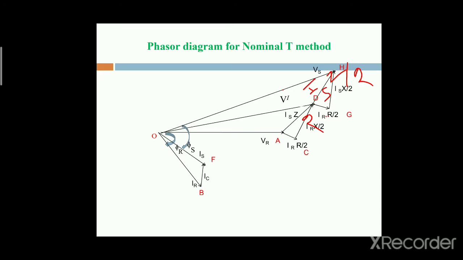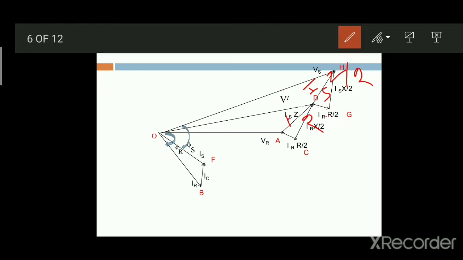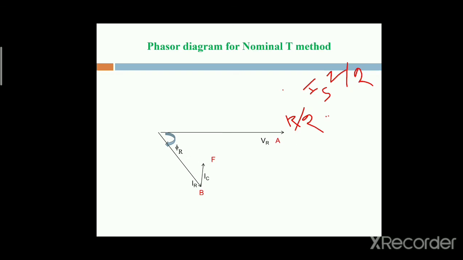This is the IR Z by 2, and this is the IS Z by 2. Okay. Coming to the equivalent circuit diagram.